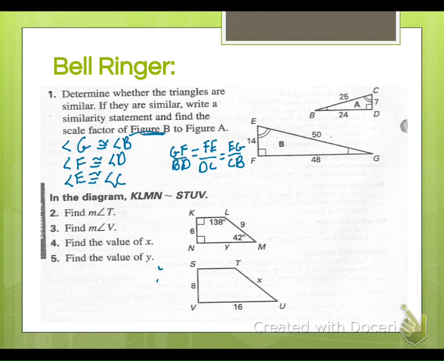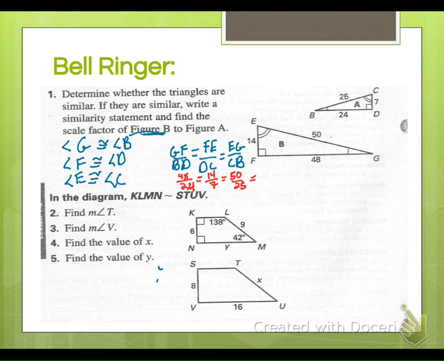And then to see if these are similar, we actually got to fill in the information. How long is GF? 48. And how much is DB or BD? 24. What is FE? And CD? And then EG. And then the other one? So when we look at this, now we're going to see what we have in common.